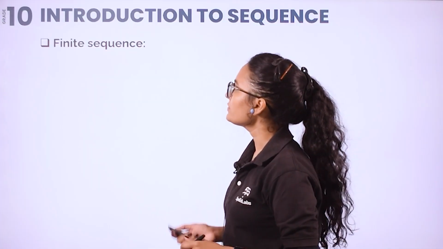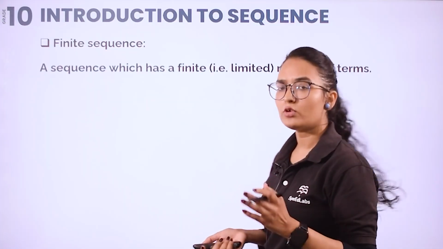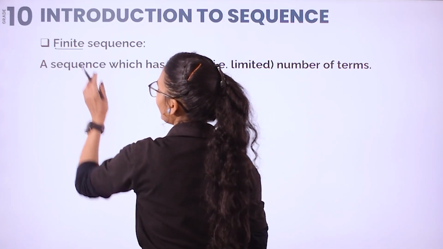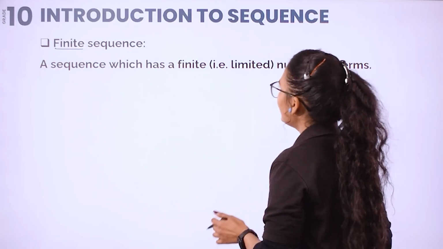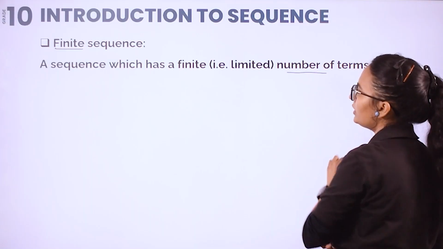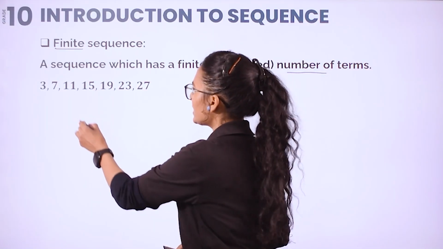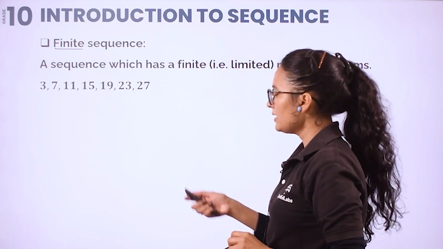Now let us see types of sequences. Finite sequence. Of course, the name itself is defining it. Finite means a sequence which has a finite or limited number of terms, right? You can see here, after this it is over. How many terms are there? 3, 6, 7. 7 terms are there.